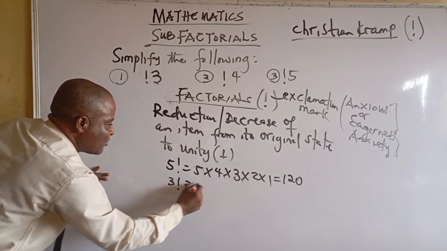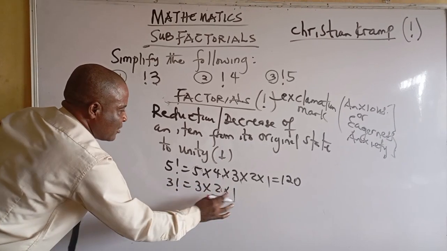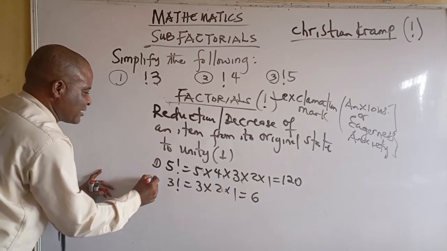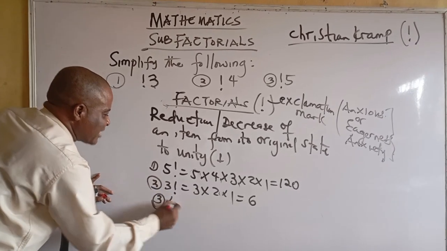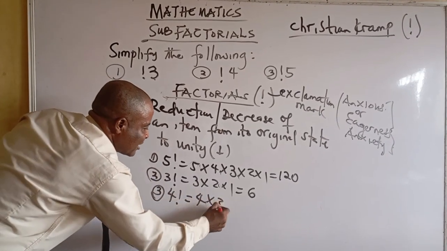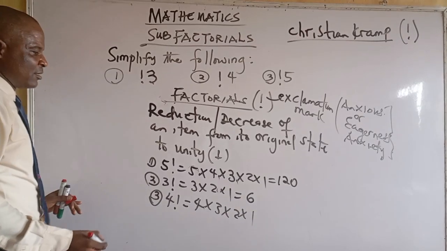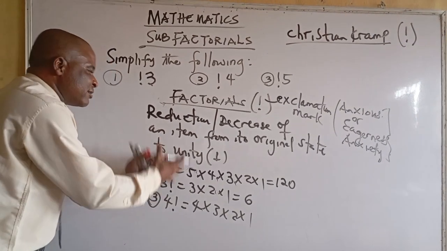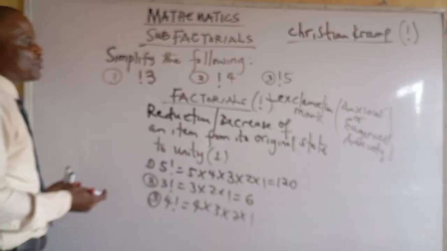Second example, 3 factorial: 3 times 2 times 1. That is 6. Third example, 4 factorial: 4 times 3 times 2 times 1. This is how to solve it according to the definition of factorial.